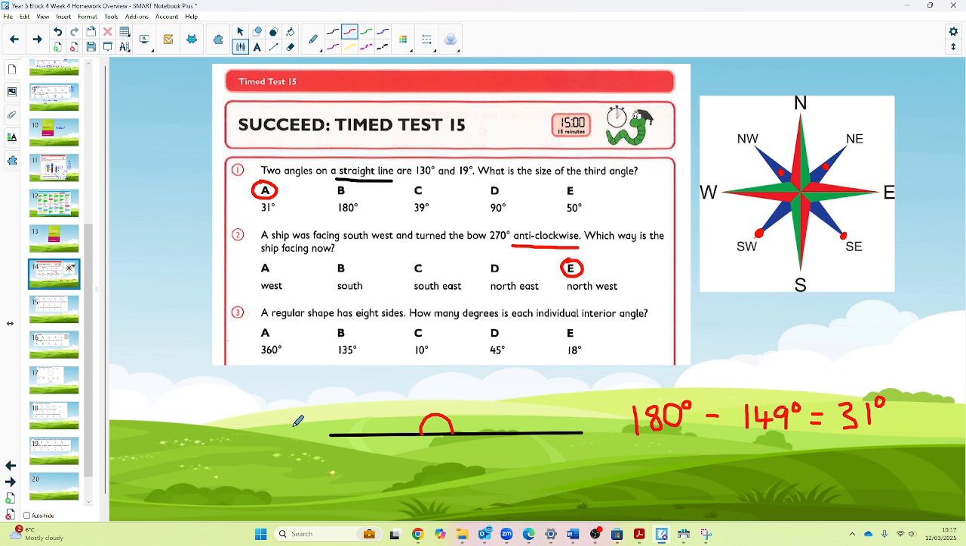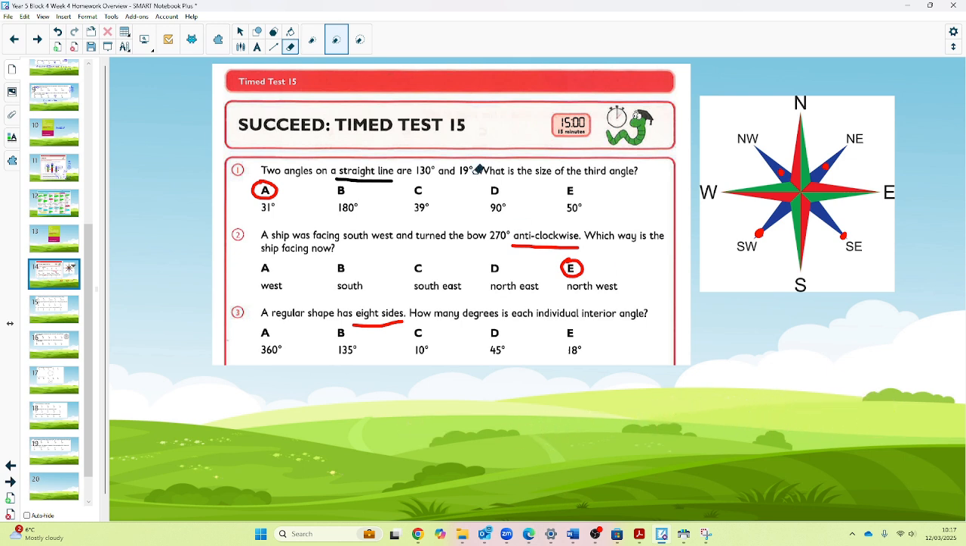Having a look at question number 3. A regular shape has 8 sides. How many degrees is each individual interior angle? I've got a very useful little equation that I'm going to give you. I'm just going to rub out these jottings from the previous question and talk to you about how to work out the interior angles of any shape. The first part of the equation is n take away 2, and then we're going to multiply by 180 degrees.